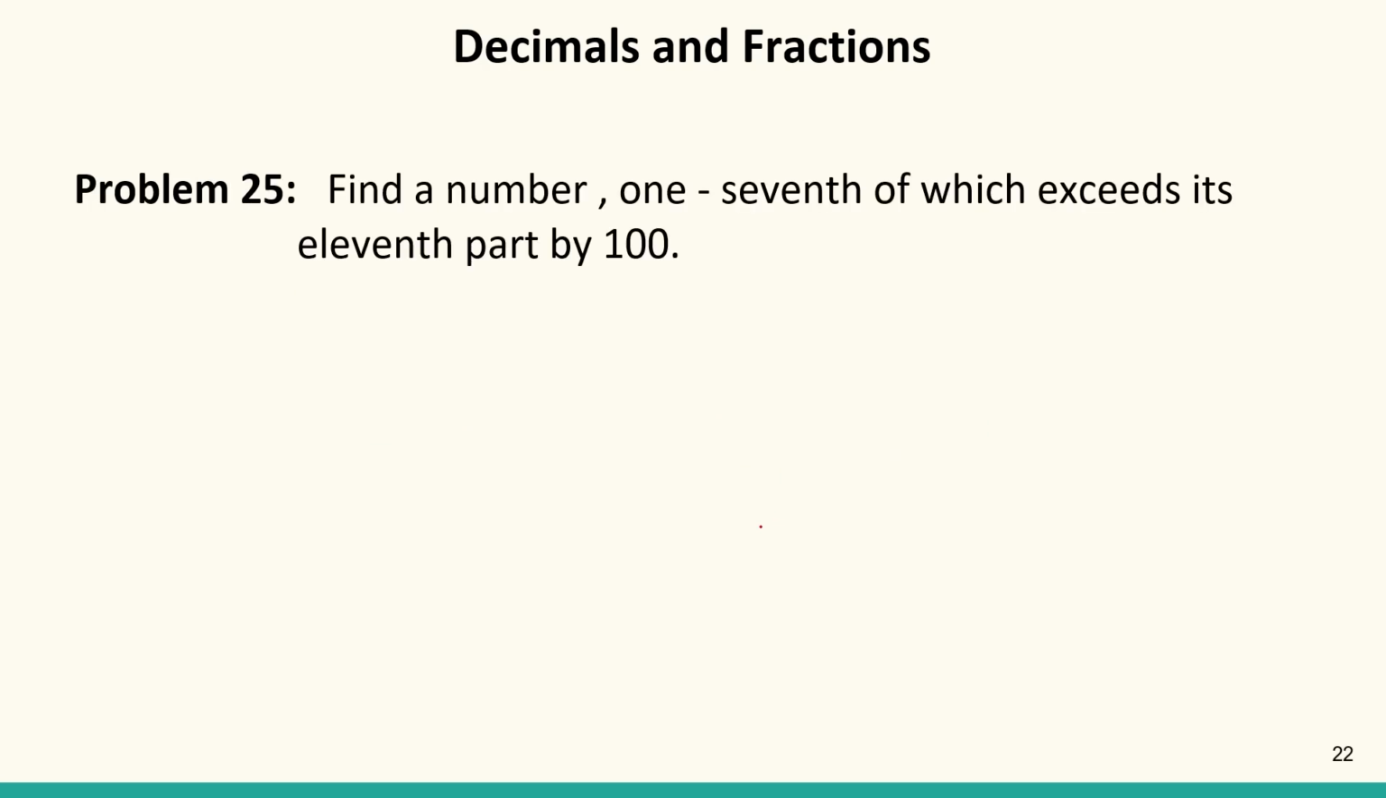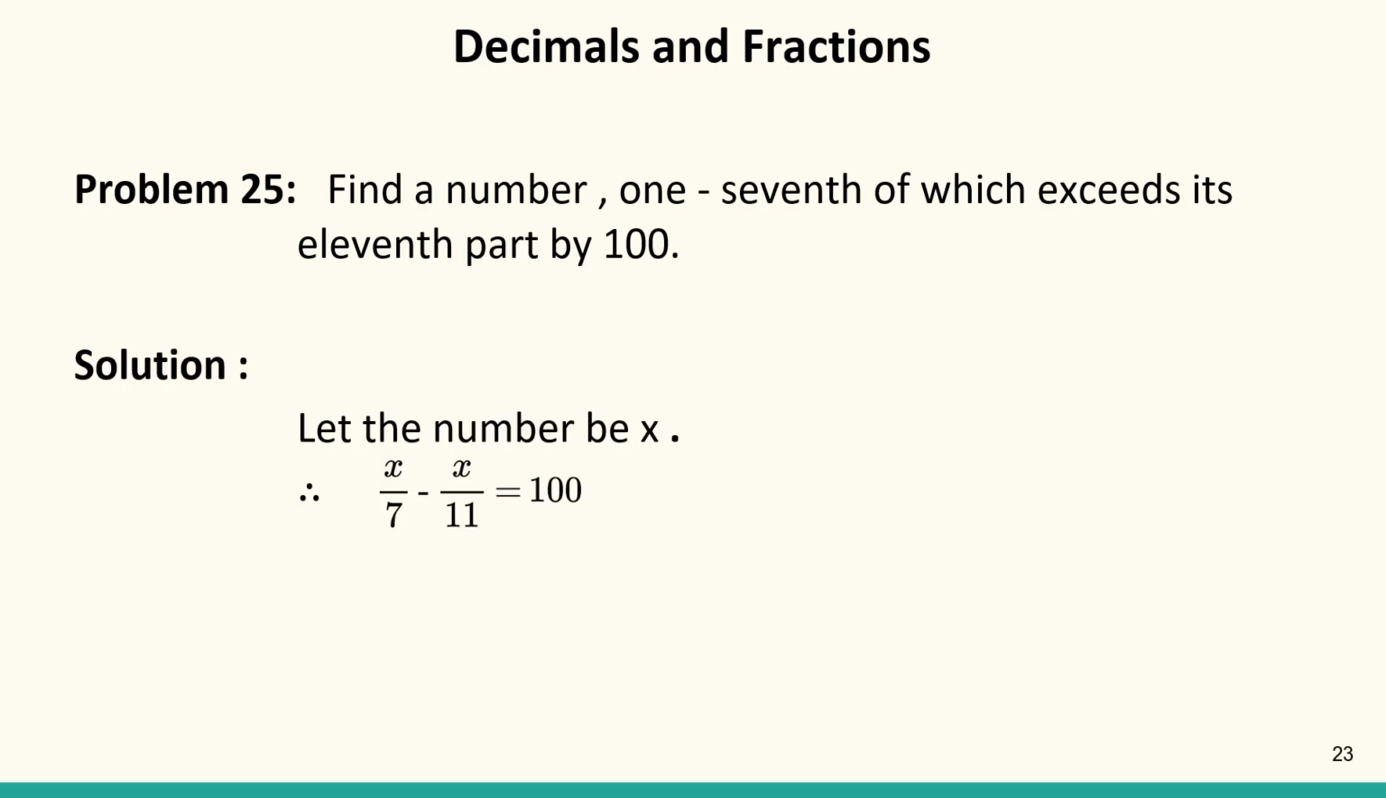Okay, so problem number 25 asks us to find a number, 1/7 of which exceeds its 11th part by 100. Let the number be x. What it told us is that its 1/7 exceeds its 11th part by 100, so the difference must be 100. So x by 7 minus x by 11 is equal to 100.